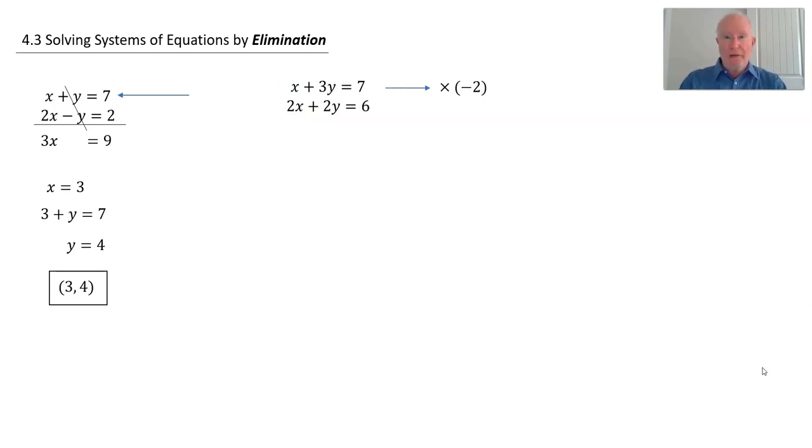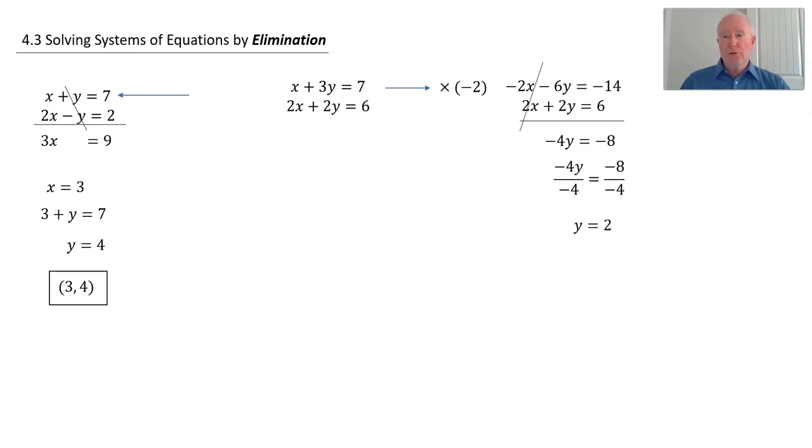When we do that, we have to multiply -2 to every term in that equation. So -2 times x is -2x, -2 times 3y is -6y, and -2 times 7 is -14. And now we're going to take the second equation and just bring it over, and now we have the -2x and the +2x, so we can add the equations. The x's will cancel. -6 plus 2 will be -4y, and -14 plus 6 is -8. So now divide both sides by -4, and we get y equals 2.